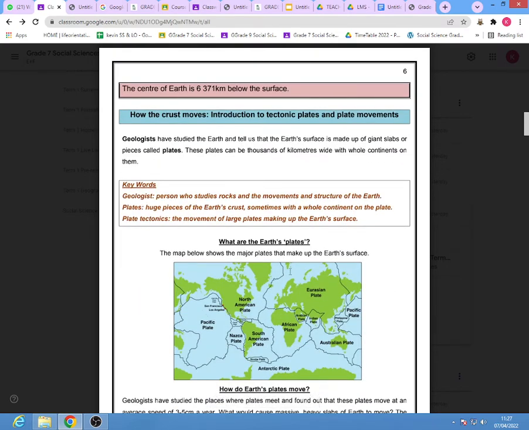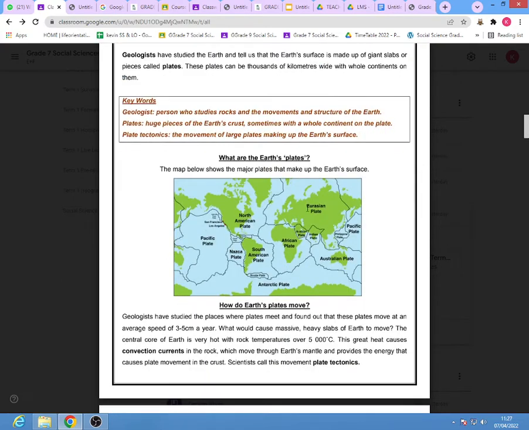Now we're going to talk about how the Earth's tectonic plates move, and their movements. Geologists are people who study the rocks and the movement of the Earth. Those giant slabs that move are called plates. These plates can be thousands of kilometers wide with a whole continent on them, right? So plates are huge pieces of the earth's crust, sometimes with a whole continent on the plate. Plate tectonics is the movement of large plates making up the earth's surface.